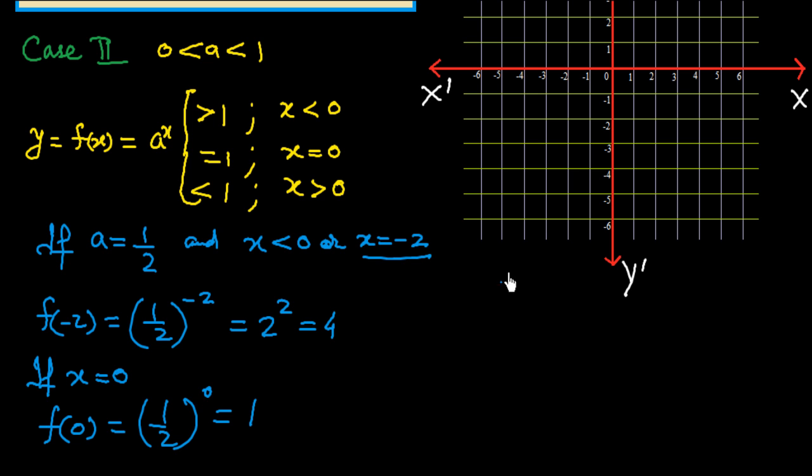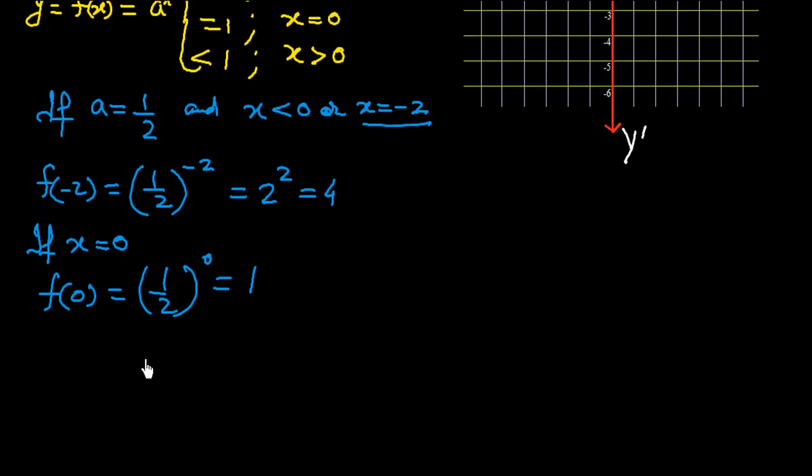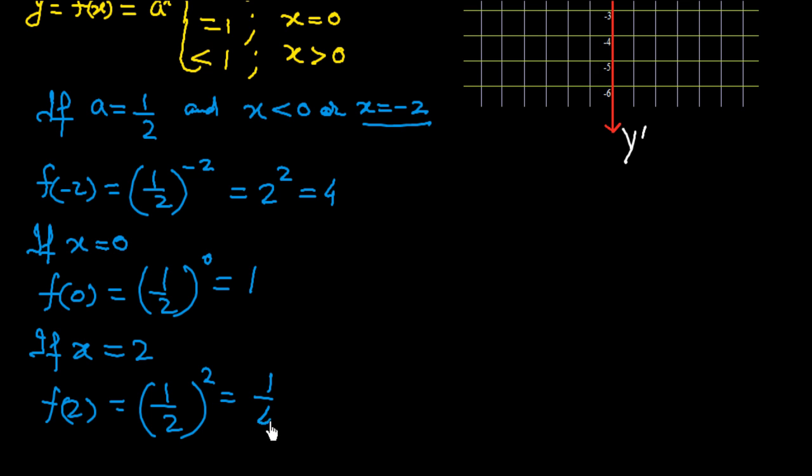Now x is greater than 0. If x is equal to 2, we get f of 2, which is 1 over 2 power 2, which is 1 by 4. So if we go to the right side on the x-axis, we always get a number smaller than 1. If we take 3, it is 1 by 9. So as the number increases on the x-axis, the y would be decreased.